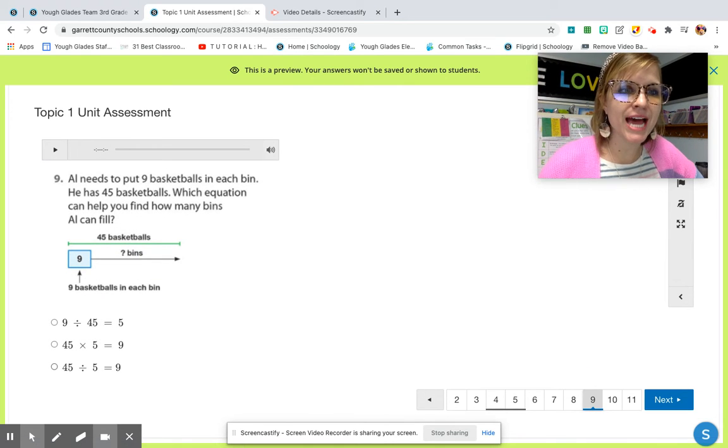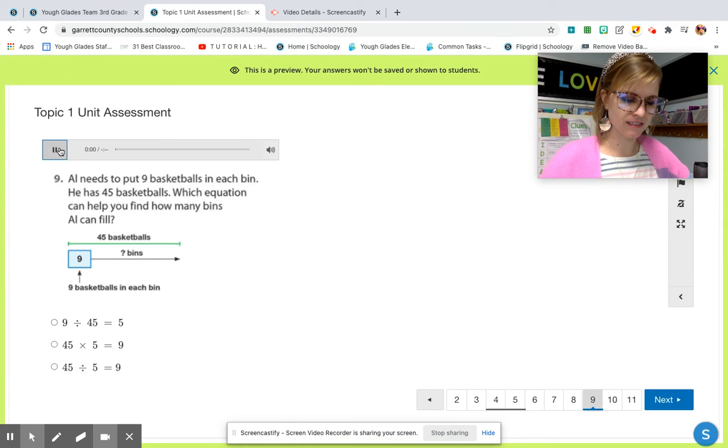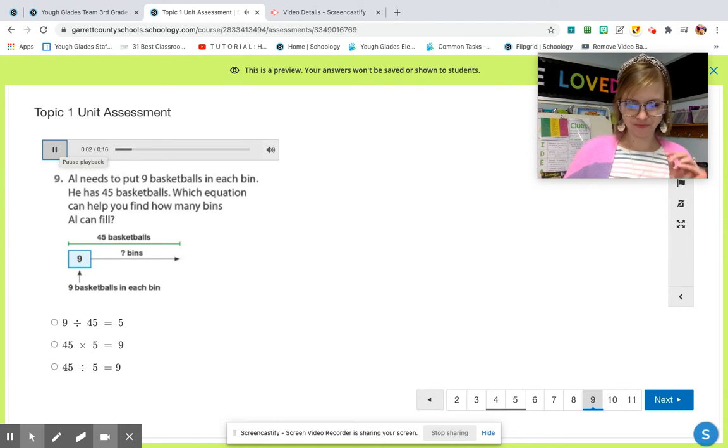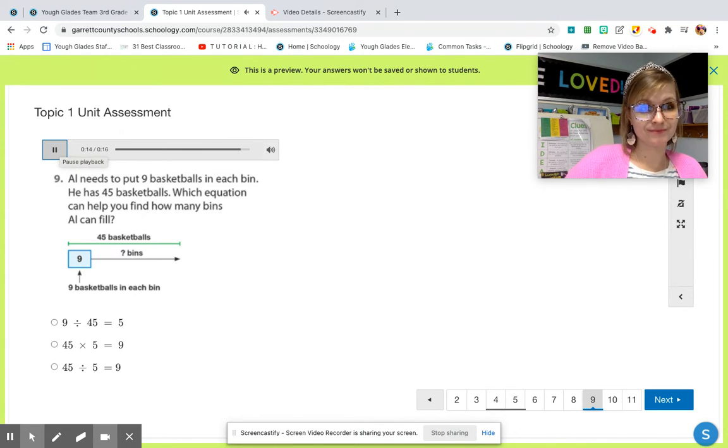Let's move on to number 9. We're almost there because we only have 11 questions. And you are going to do great. So let's see what Al needs. Al needs to put 9 basketballs in each bin. He has 45 basketballs. Which equation can help you find how many bins Al can fill?